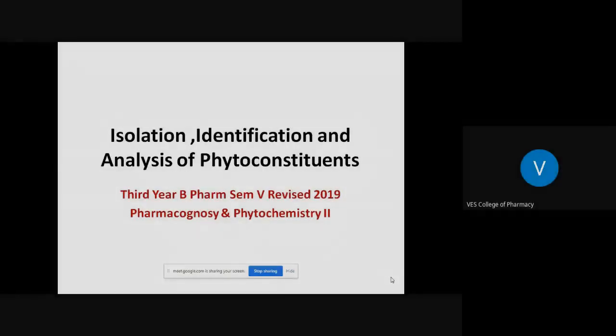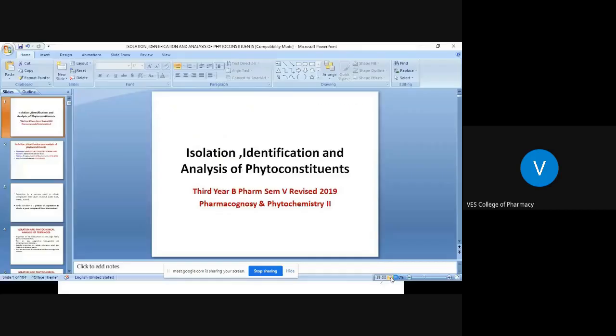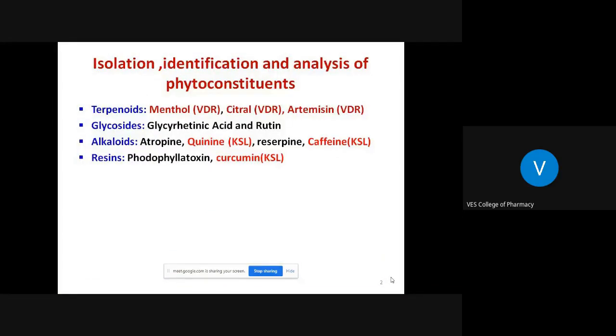Today we are going to start with the new topic, isolation, identification and analysis of phytoconstituents. There are specific phytoconstituents or chemical constituents of different classes of secondary metabolites which are given in your syllabus. Now over here, there are 4 specific categories: terpenoids, glycosides, alkaloids and resins.